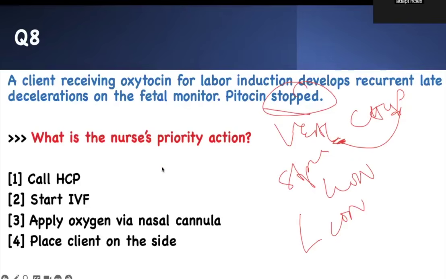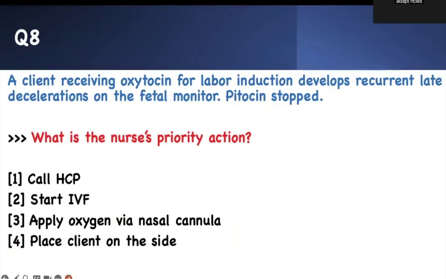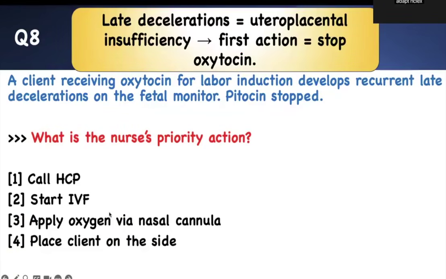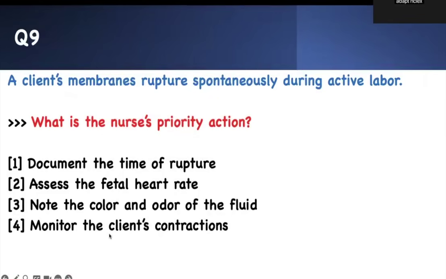I need to stop the Pitocin. I stop the Pitocin. Next thing, do you call the doctor, give IV fluid, oxygen, or place the client in the lateral position? You can see based on the LION, lateral position is the right answer. So number 4 is the right answer. And that is the purpose of this question, to let you pay attention to the order of treatment. It's very important. So late decel is placental insufficiency. First action, stop Pitocin. But then after that, focus on what? The LION, which is what? Lateral position in this patient.